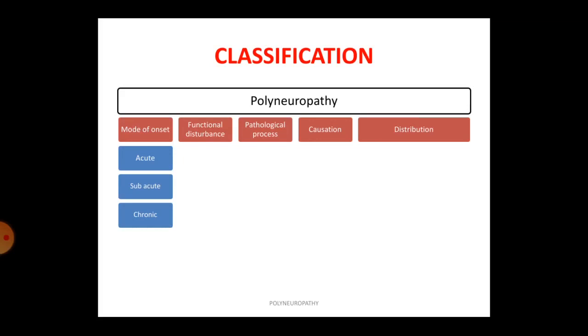Acute means it is an active process of inflammation that is still going on. Subacute means inflammation is resolving gradually. Chronic means now the inflammation has subsided but the damage is permanent, so it will be lifelong.